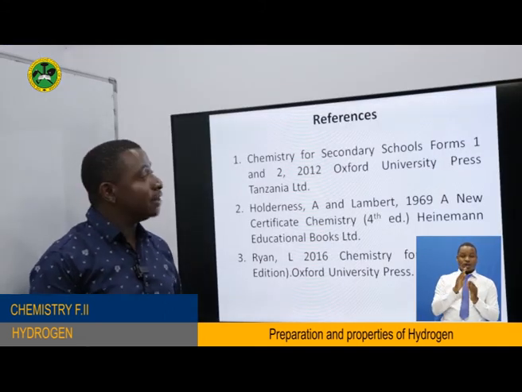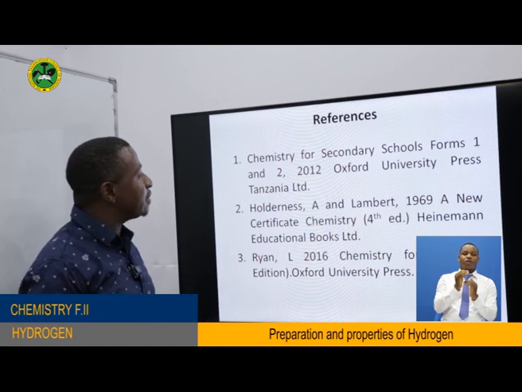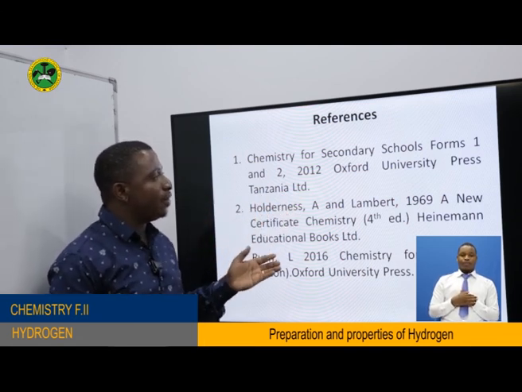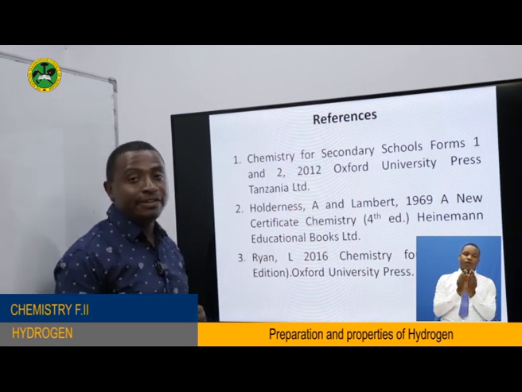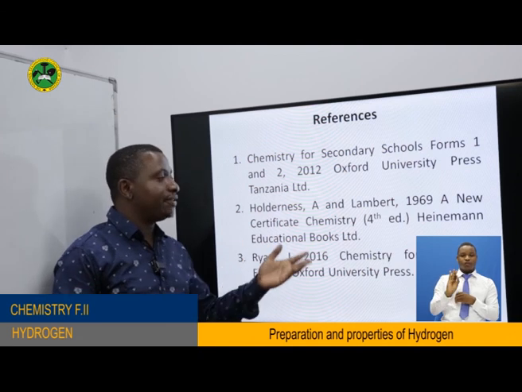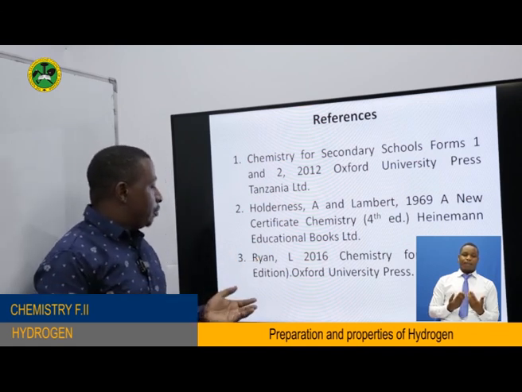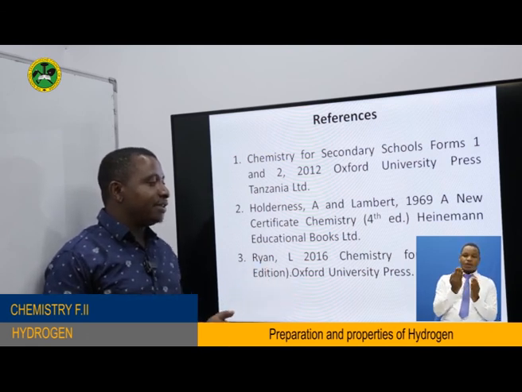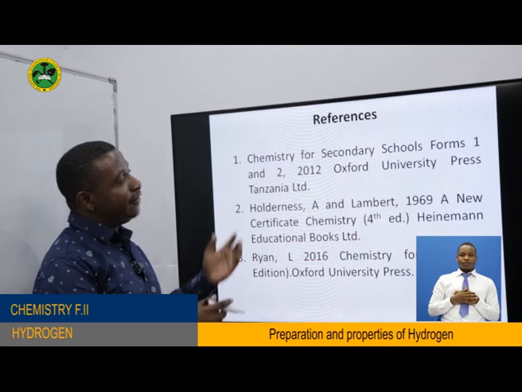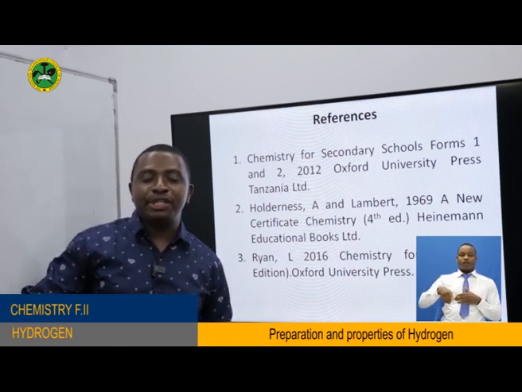Let us see some references to pass through, which will help you also to get some more answers on the questions that I've asked. Reference number 1. It is Chemistry for Secondary Schools, Form 1 and 2, 2012, Oxford University Press, Tanzania Limited. That is the first reference. You should also go to Holderness A and Lambert, 1969, A New Certificate Chemistry, 4th edition, Heinemann Educational Books. This is also a very nice reference. We also have Lion L 2016, Chemistry for You, 5th edition, Oxford University Press. So with those references, you can get more knowledge on hydrogen, preparation of hydrogen, and the physical properties of hydrogen.